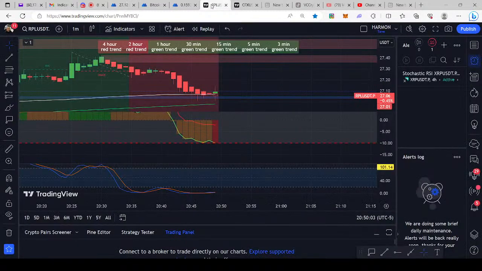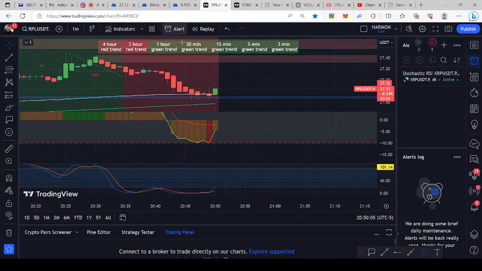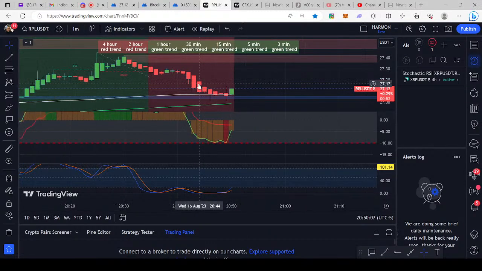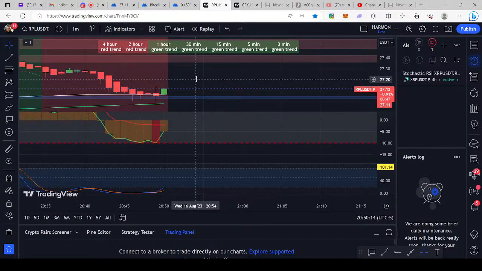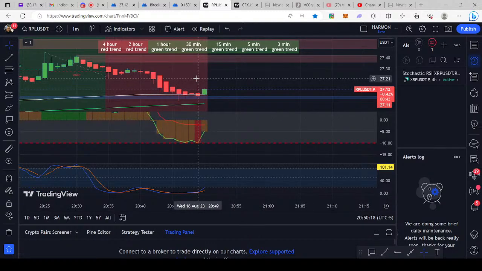Wait, you're entering short here? We're looking for the top entries of a short, but you've got to let your RSI play out. Yeah, we're on this RPL. It's on its last hurrah. The 1-minute is starting to curl up now. Look at all the high time frames.